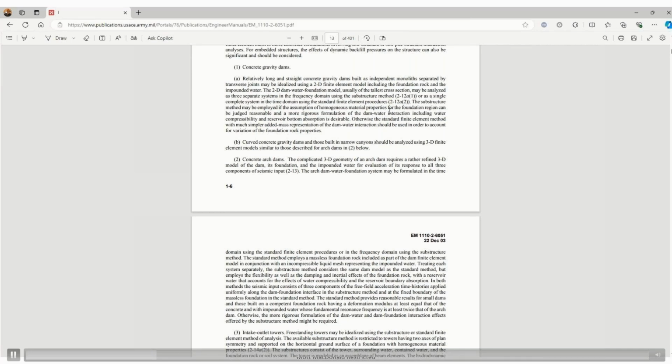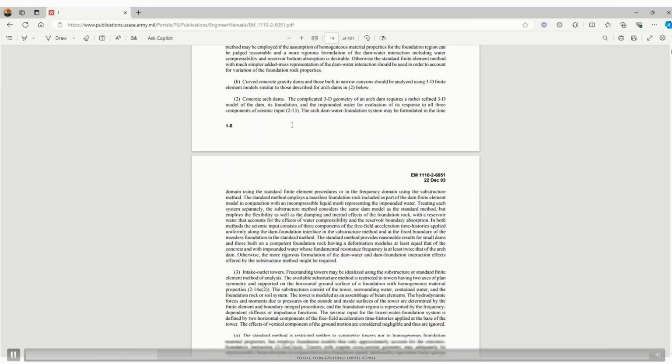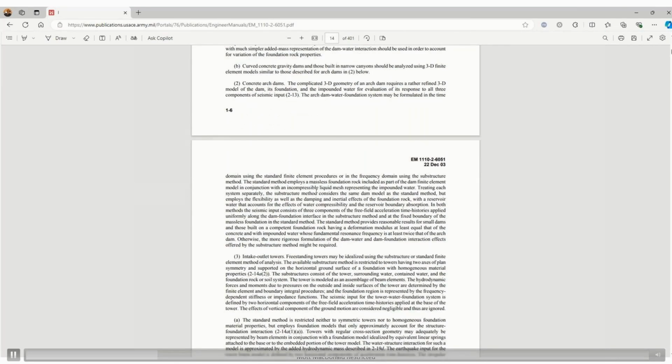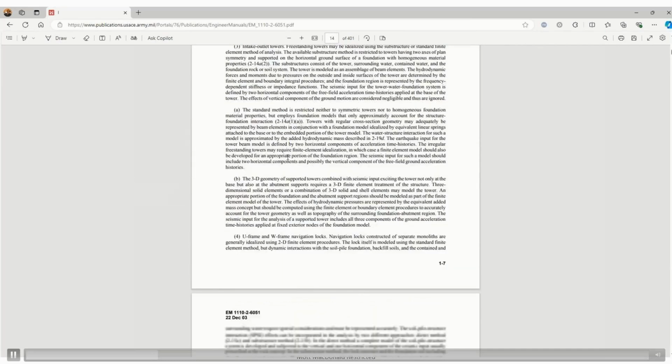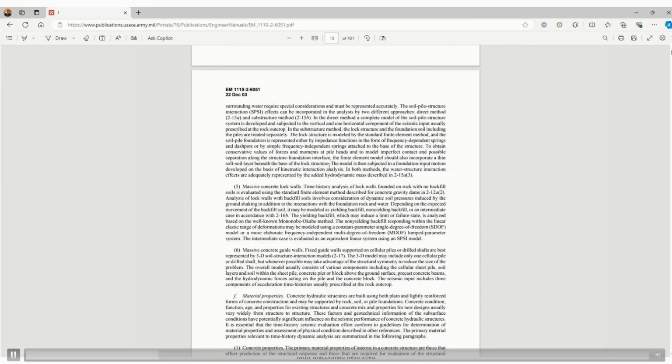Please read this. Then curved, we don't have a curved gravity dam, we don't have a concrete RC gravity dam. Inlet, you can read this. 3D analysis of support towers.